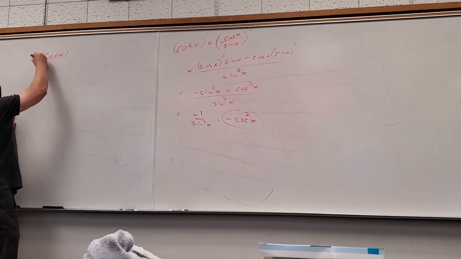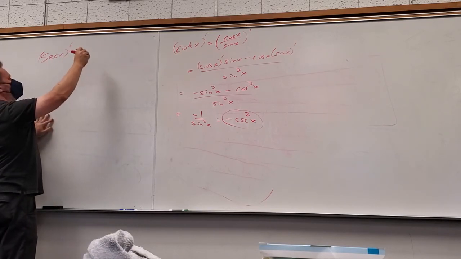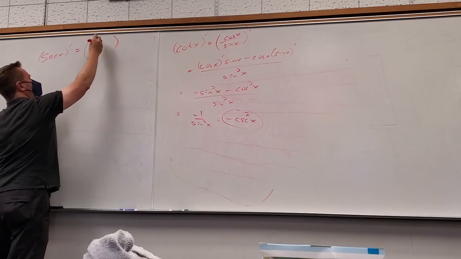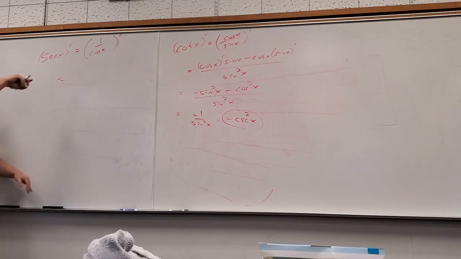Secant. That's one we don't know yet. So what is secant? I'll do it with you this time, just to save some time. What is secant? And that is a quotient, yes? It's a little bit weird of a quotient. We're going to see something weird happen. So how do I do the derivative of that quotient?